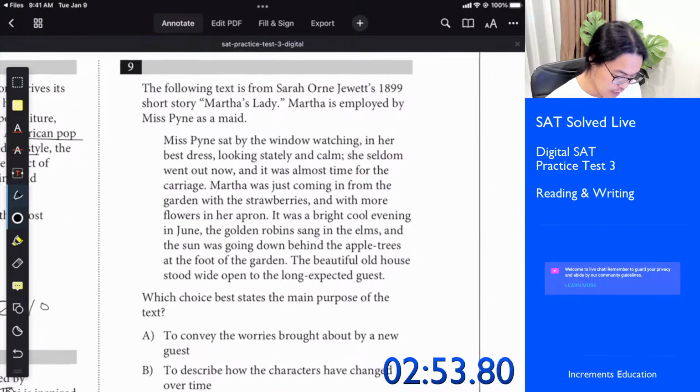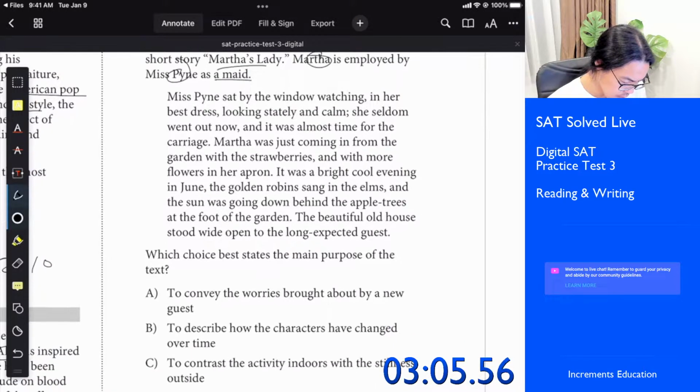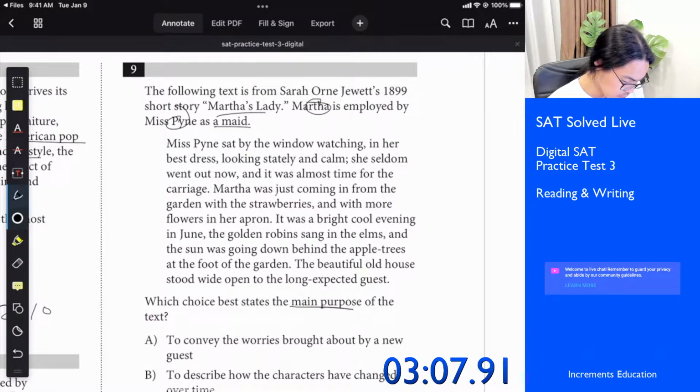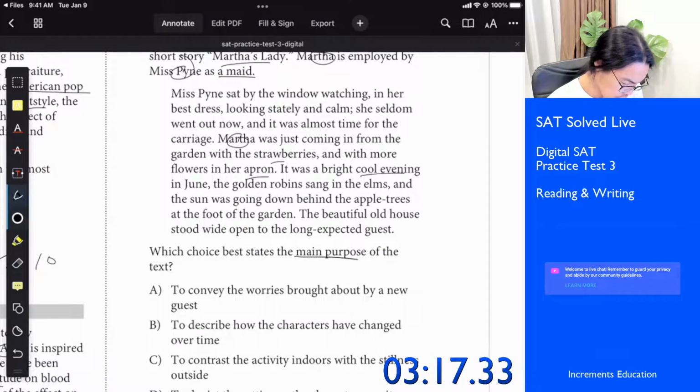Oh, that's really happening. The following text is from Sarah Orne Jewett's. That's Martha. Martha is a maid employed by Miss Pine. Pine sat by the window. We're talking about the main purpose, by the way. In her best dress, looking stately and calm, went out. Almost time for the carriage. Miss Pine, waiting. Martha is now coming in with strawberries, apron. Bright, cool evening in June, okay? The robin sang. The sun was going down. The beautiful house stood wide open to a long-expected guest.